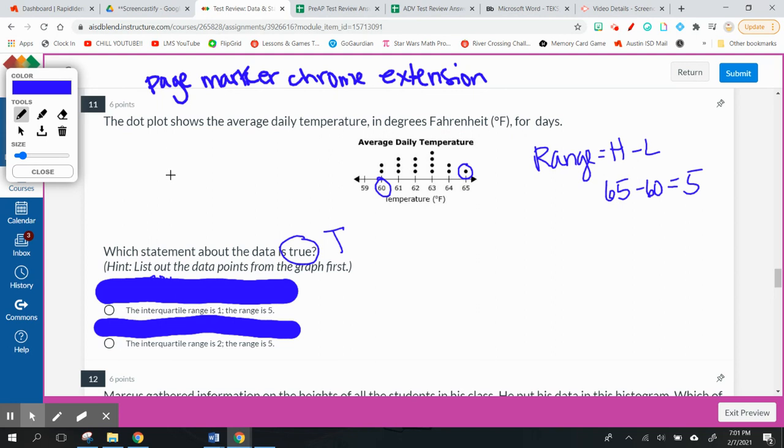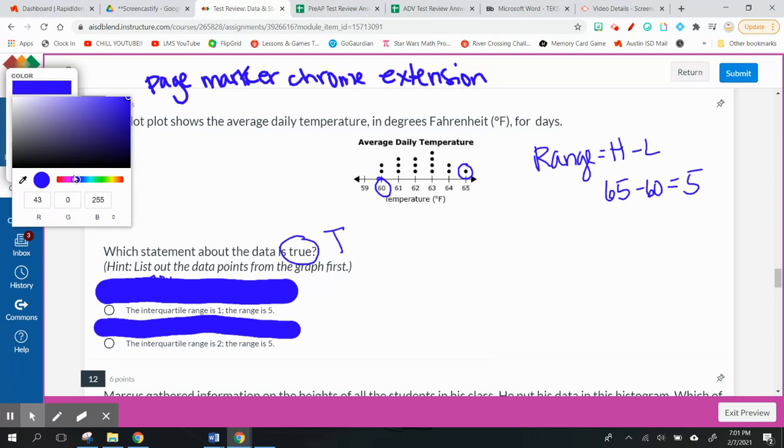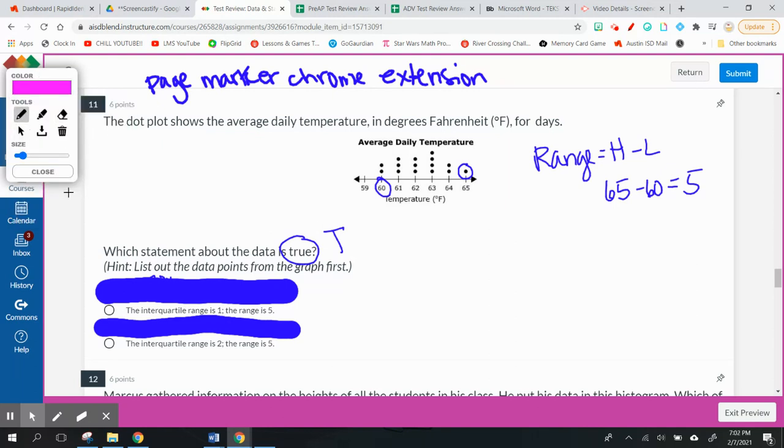Okay, now the second thing we're going to see is that I gave you a hint to list out all of the data so that we can actually find our interquartile range. Remember, that's the box. And remember, our box is made up of our medians. So that's going to be really important that we list out everything so that we're able to actually mark on our data and see what's going on.